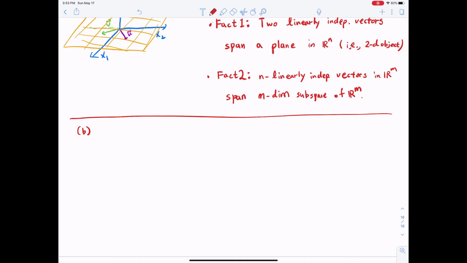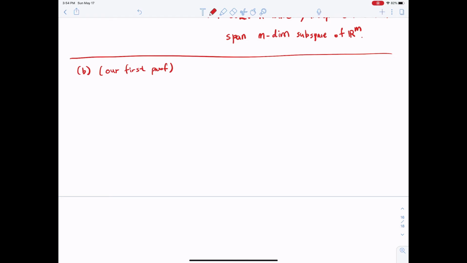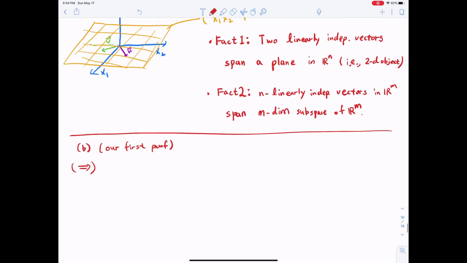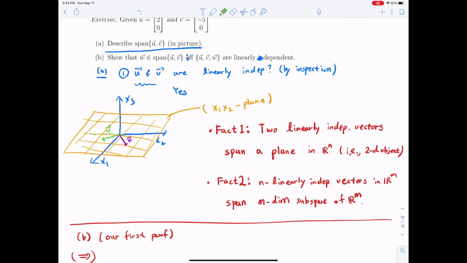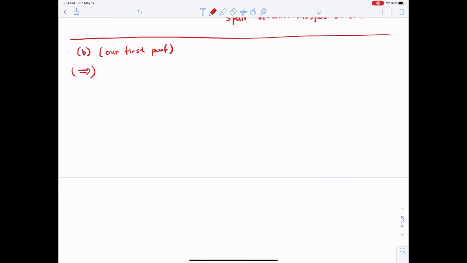Okay, so let's prove the statement of part B. And this is our first proof of this course. So let's prove this direction first. This arrow means that we're going to assume the left part of the statement. So we're going to assume that w is an element of the span of u and v, and we're going to prove that the given set is linearly dependent. So let us suppose that you took w from the span of u and v. Then we can tell that w is a linear combination of u and v.